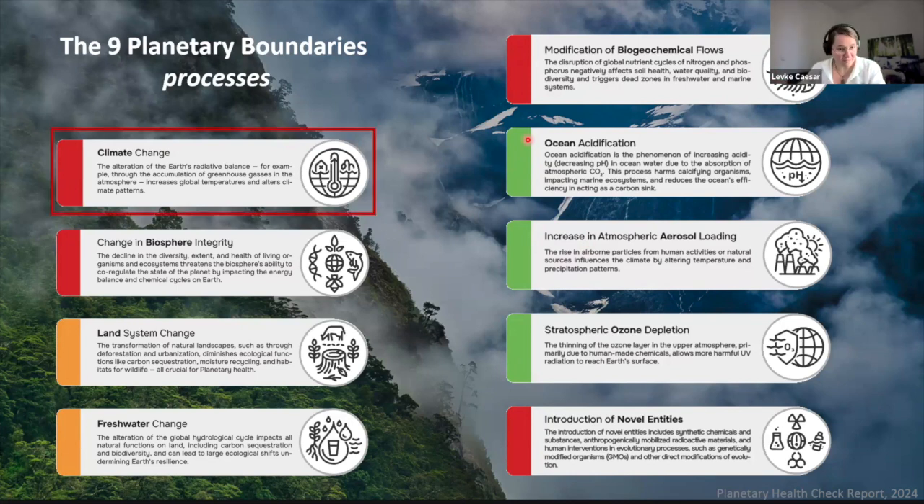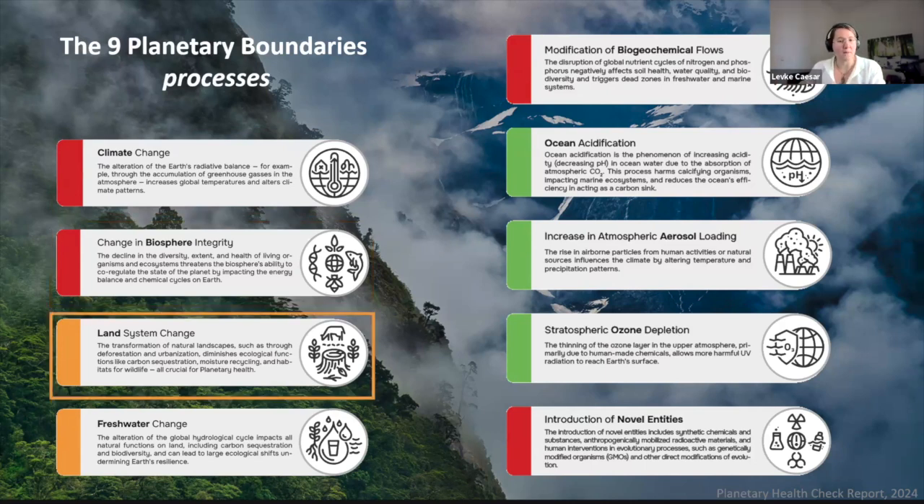It's, on the one hand, climate change, probably not really surprising. So the process of changing the radiative balance of the Earth, for example, by accumulating greenhouse gases in the atmosphere, which then affects global temperatures and climate patterns. It's the change in biosphere integrity, that is the decline in diversity and/or extent and health of living organisms and ecosystems, which can then affect the planet's ability to support life.